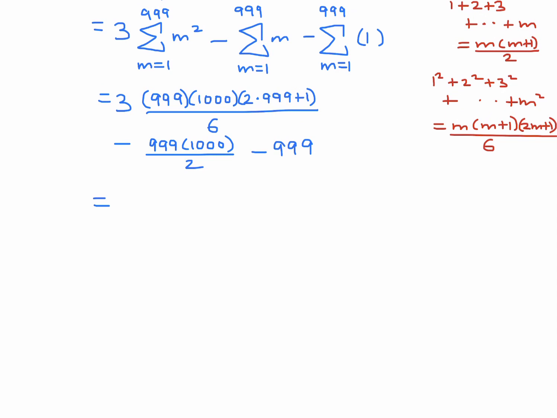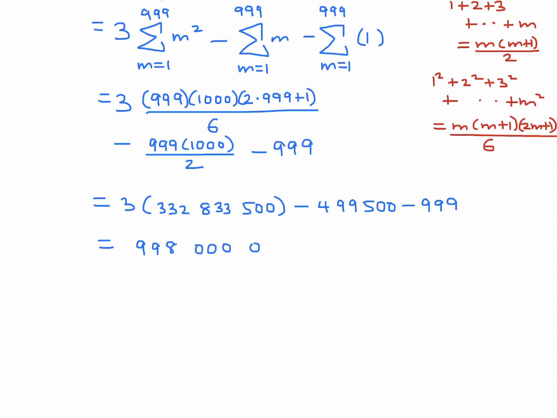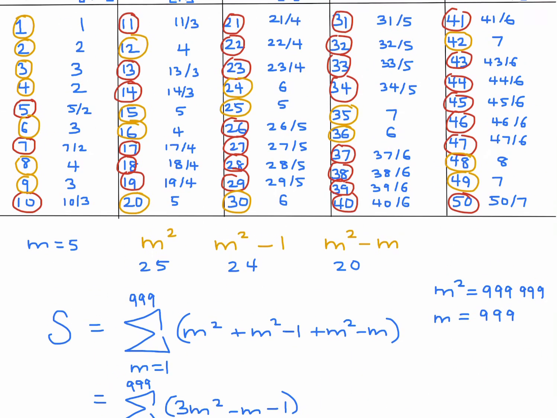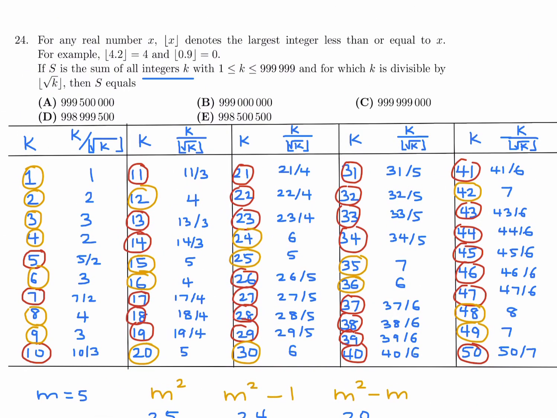Now let's do this number crunching. 3 times 332,833,500 minus 499,500 minus 999. And this whole thing becomes 998,000,001. Okay, let's go back and look at the answer choices. That number was 998,000,001. It's not one of the answer choices. And I'm happy that it's not, because if it was, I would have circled it and moved on.